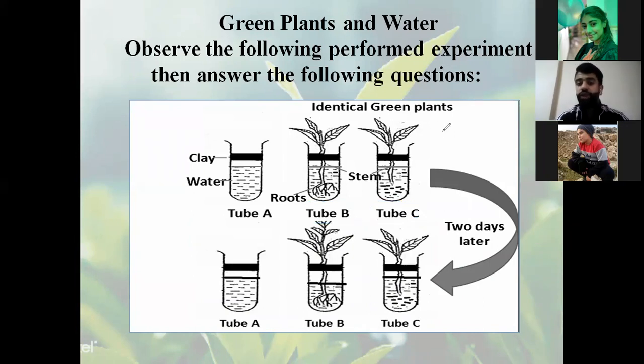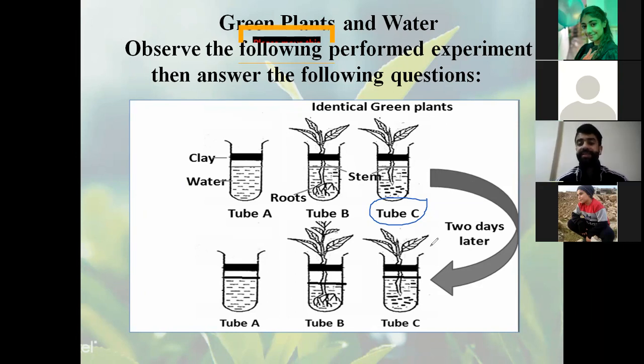Let's move now to the results in tube C. In tube C, does the level of water stay the same, or decrease, or increase after 2 days? What do you think, Ali Basma? In tube C, it stays the same. It stays the same. Very good. So the level of water stays the same in tube C after 2 days. So here, when we have roots, the level of water decreases, while when we don't have roots, the level of water stays the same.